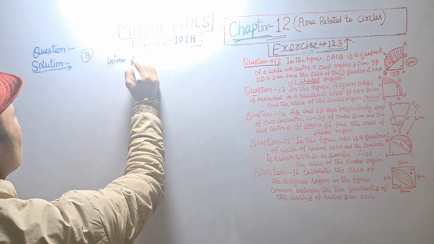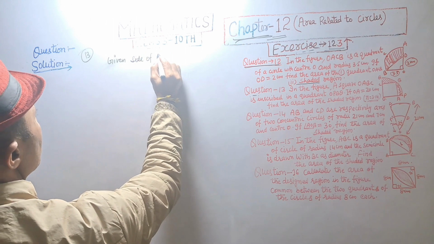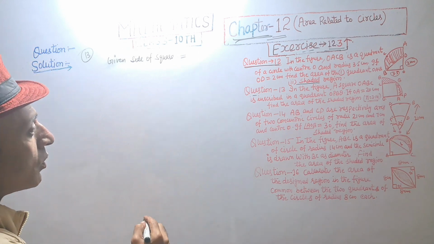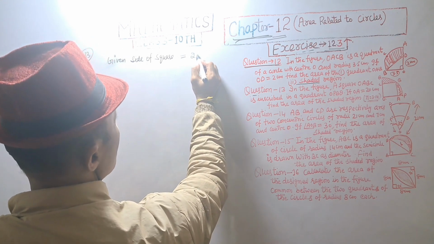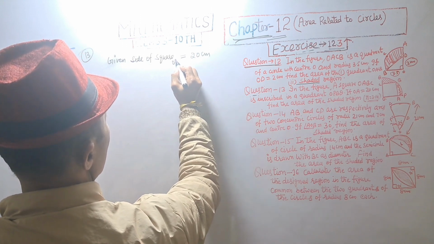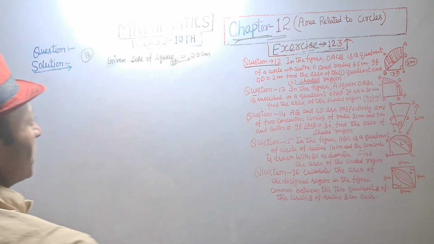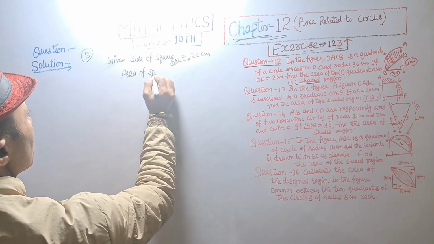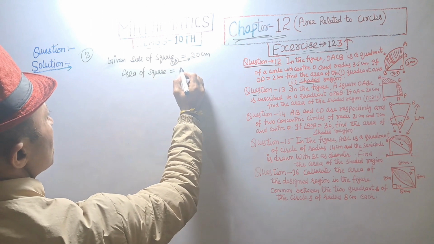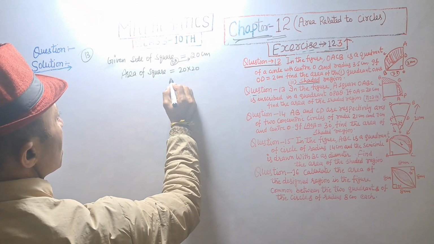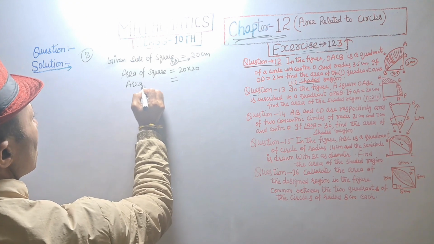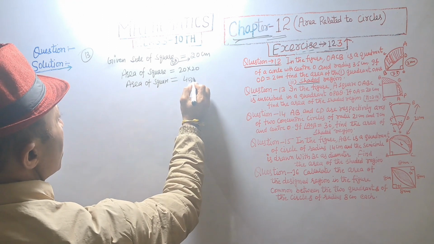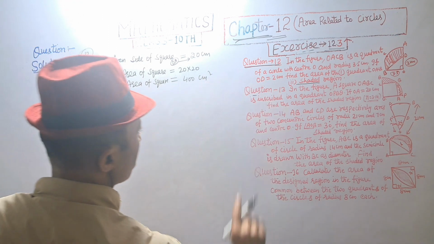Given side of square is equal to 20 centimeter, OA equal to 20 centimeter. Area of square is equal to side into side. Area of square equal to 400 centimeter square.